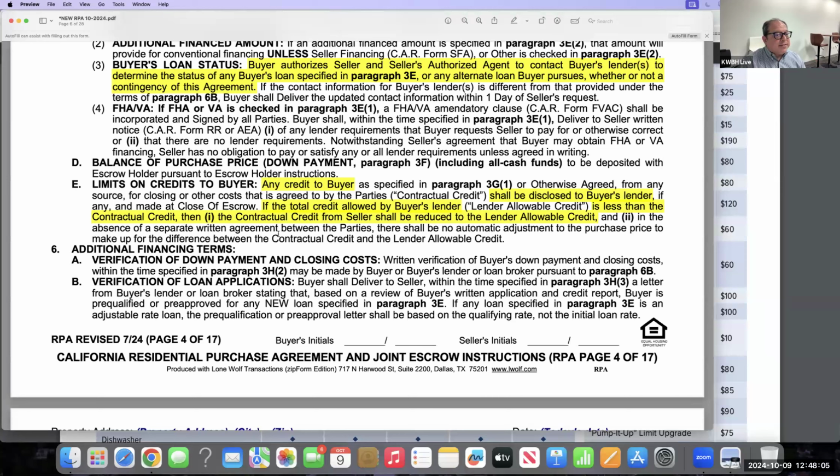In the absence of a separate written agreement between the parties, there should be no automatic adjustment to the purchase price to make up for the difference. So they've lost the money. So here's the situation: when you call the lender and ask how much the allowable lender credit is, and they give you a number, if you're going to be asking for more, don't ask for a credit, ask for a price reduction. That's how you have to get it. And you can mix it. You can say this much credit, this much price reduction.